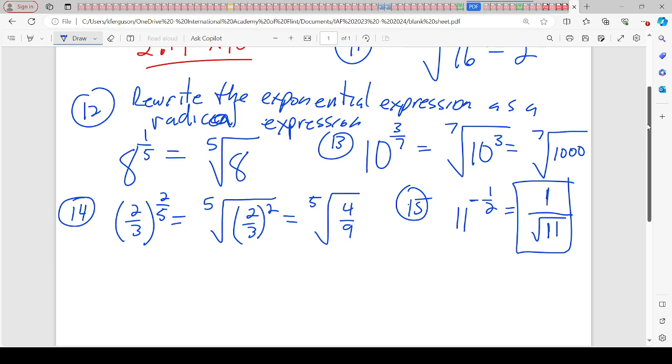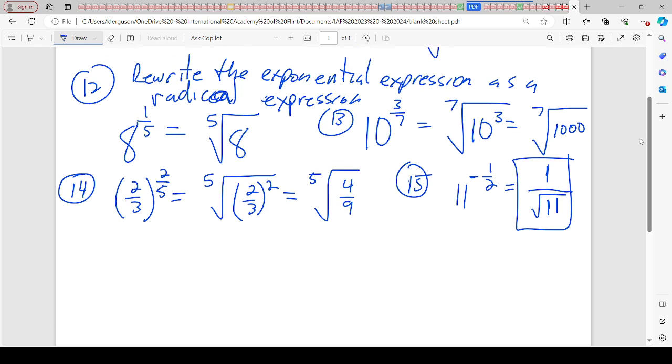We're gonna call it. Yes, because the exponent is a fractional exponent. It's one half, but it's negative one half. So negative says change position. Look at what happened with the 12th one. 8 to the 1/5 power is the fifth root of 8. So 11 to the 1/2 power would be the square root of 11.